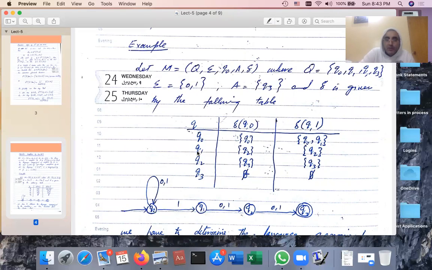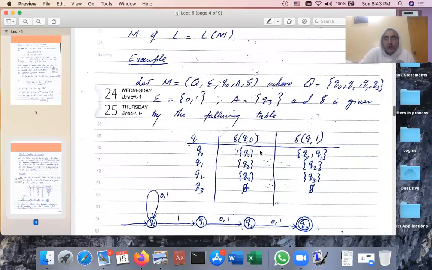At Q1 with 0, where I can reach, Q2 is mentioned. Q1 with 1, where I can reach, Q2 is mentioned. Q2 with 0, Q3, and Q2 with 1 I can reach Q3, mentioned. At Q3 with 0 or 1 I don't have an output edge here, so that's why it's null, null.